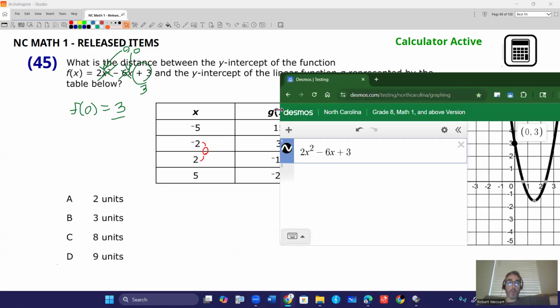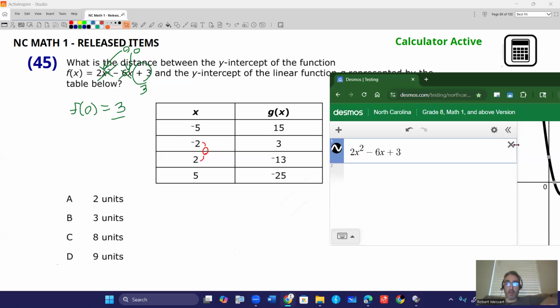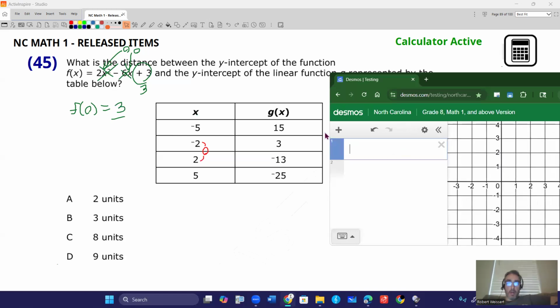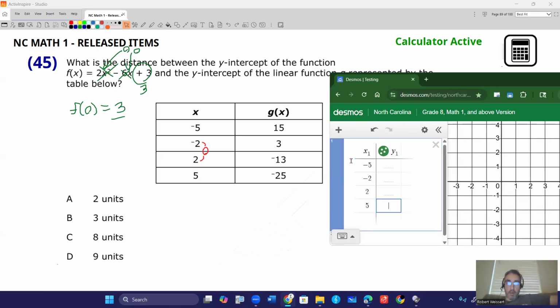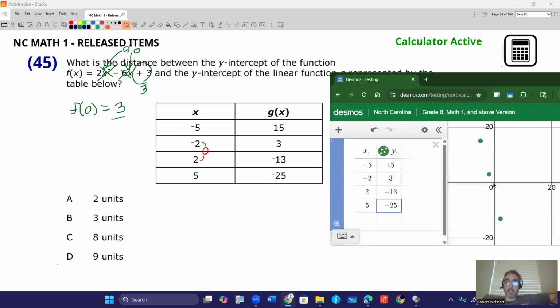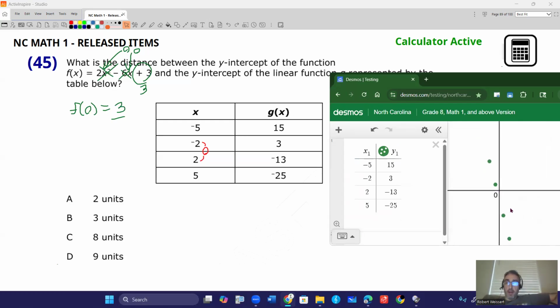So we key this in as a line of best fit. We'll do plus, we'll do a table. Let's key those in real quick. -5, -2, 2, 5. This may be unnecessary if you know how to get that in your head, but since we do have Desmos, we might as well take advantage of that and see if we can figure out the y-intercept here. And it's going to be somewhere in this general vicinity.